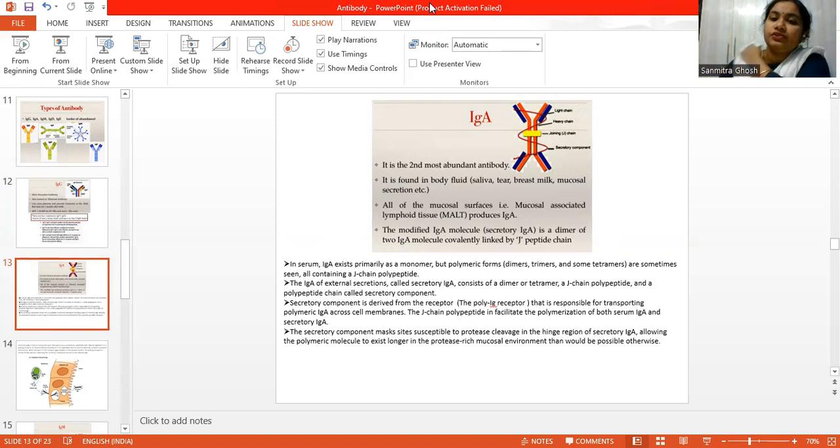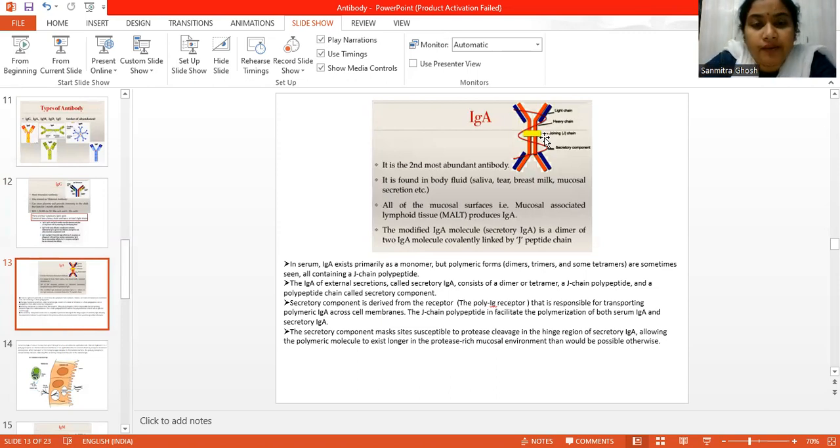So if we look into this particular picture, then this Y-shaped structure is one monomer and this is the second monomer, and here we have this dimeric structure which is linked by this yellow block, which is the polypeptide chain, and that is the joining region or the joining chain or the J chain.